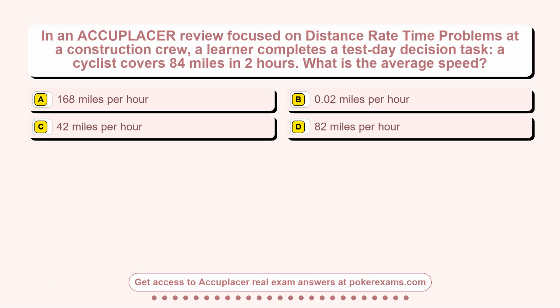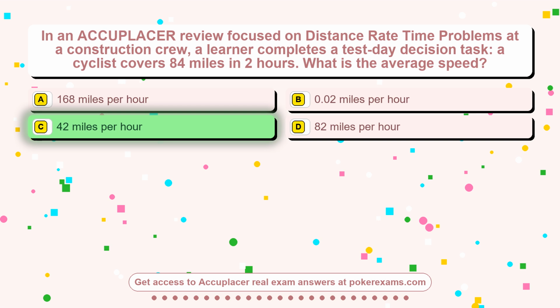A civics class considers the example that a majority passes a law, but courts protect a minority's constitutional rights. Which description fits best? Option A. Hereditary government. Option B. Legislative supremacy without review. Option C. Majority rule with minority rights. Option D. Unlimited majority power. The correct answer is option C, 42 miles per hour.